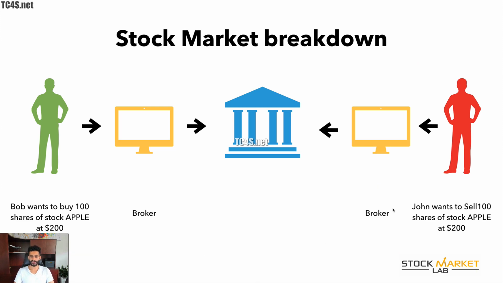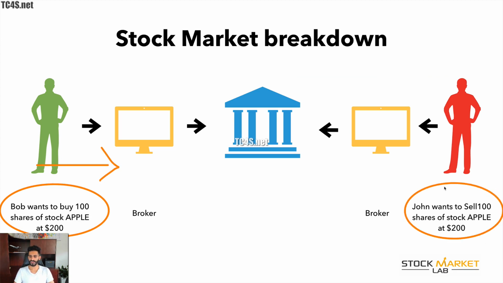Just to go over this once again, Bob wants to buy 100 shares. He has to go to his broker. John wants to sell 100 shares. He has to go to his broker. Once they go to the broker, the broker goes into the market and they make the exchange happen.